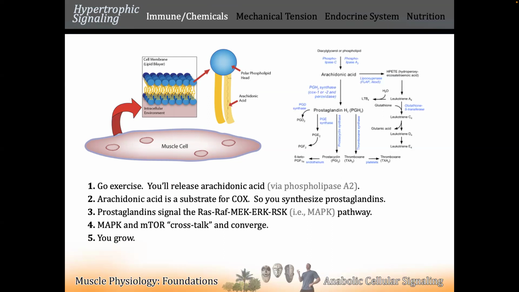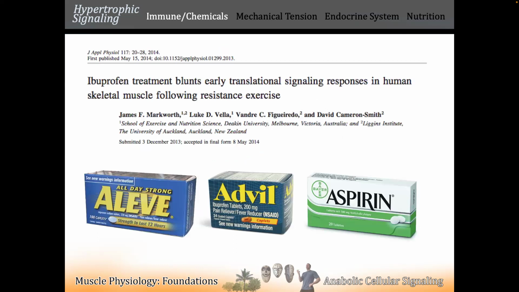So now let's talk about the role of prostaglandins in hypertrophy. When prostaglandins bind to their cell surface receptors, they signal MAPK, mitogen activated protein kinase. And this pathway runs parallel to PI3K, PKB, mTOR. And the MAPK pathway eventually arrives at that very anabolic RSK that we covered in some detail earlier. Now, if you take NSAIDs, non-steroidal anti-inflammatory drugs, they inhibit cyclooxygenase.